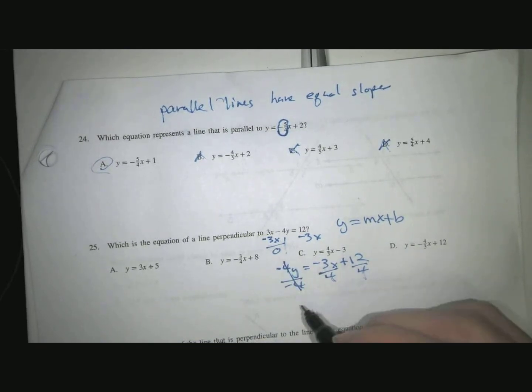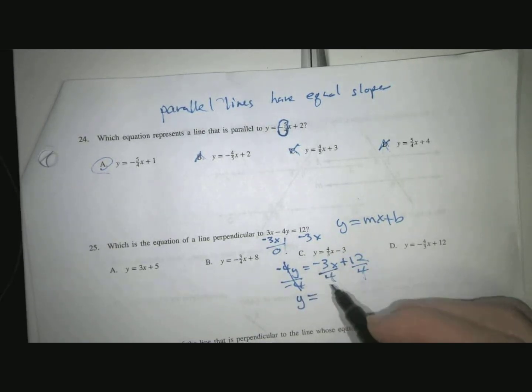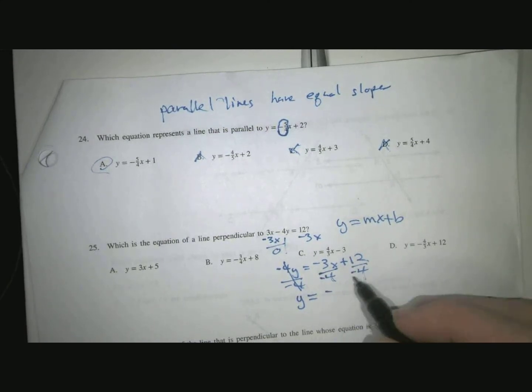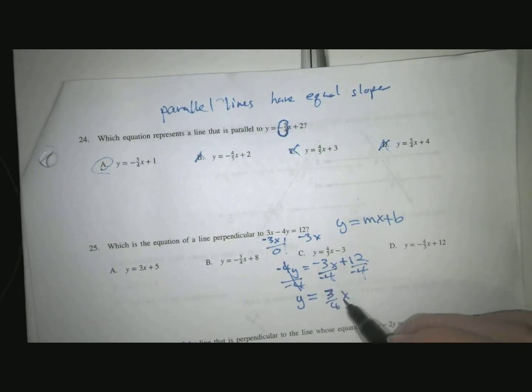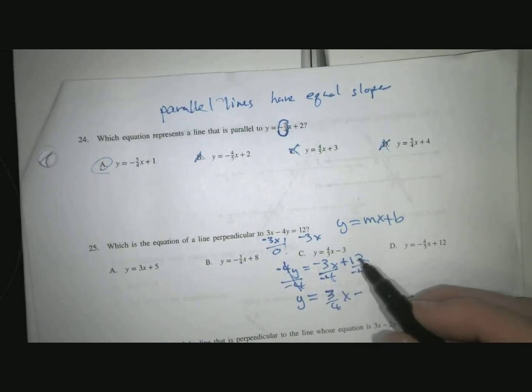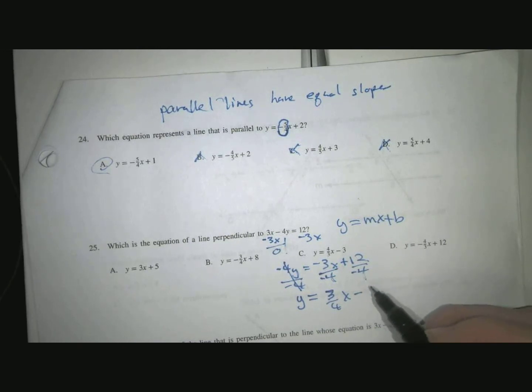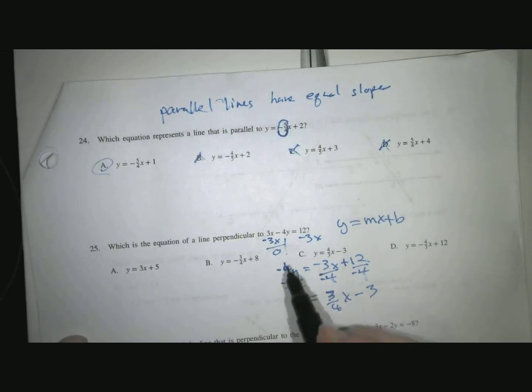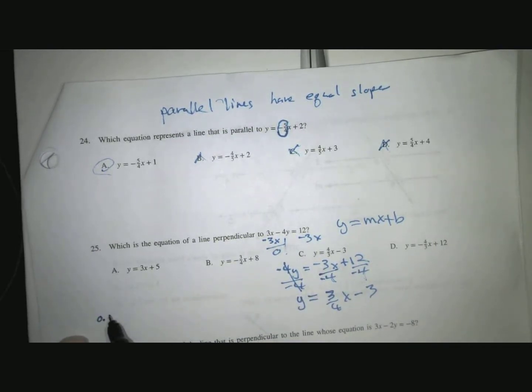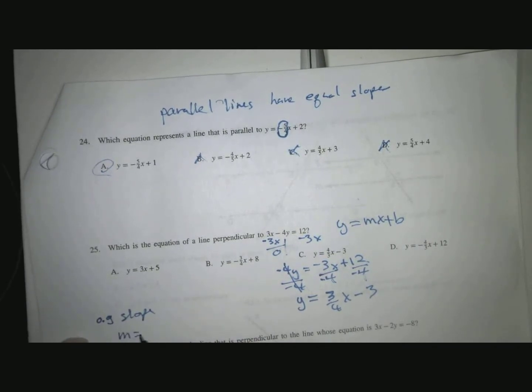-4 divided by -4 is 1, so I'm left with 1y. -3 over -4. Don't forget to do the negatives. Will give me a +3 over 4 x. 12 over -4 will give me -3. So the slope of this line, the original OG slope, is m equals 3 over 4.